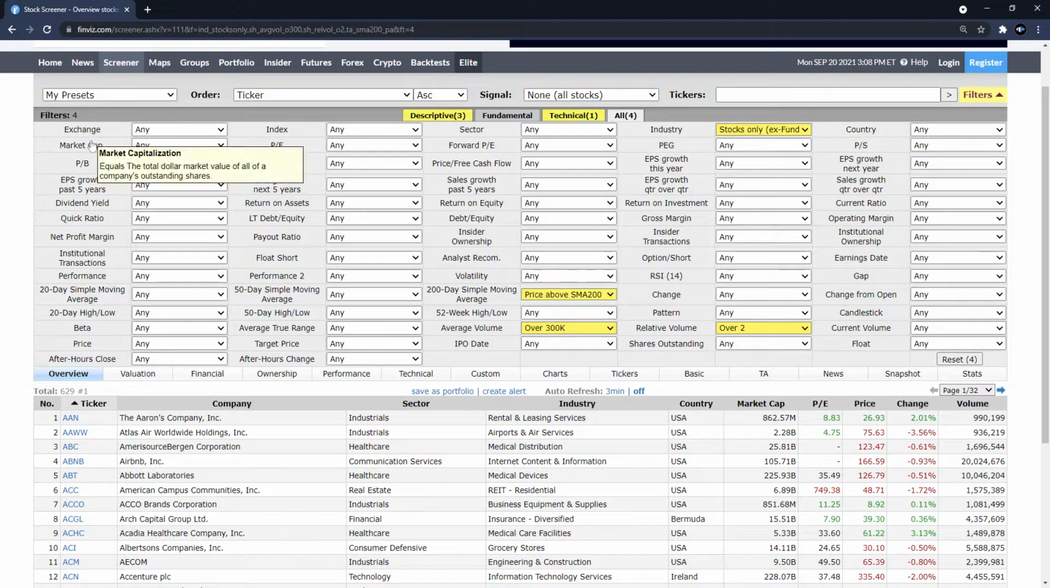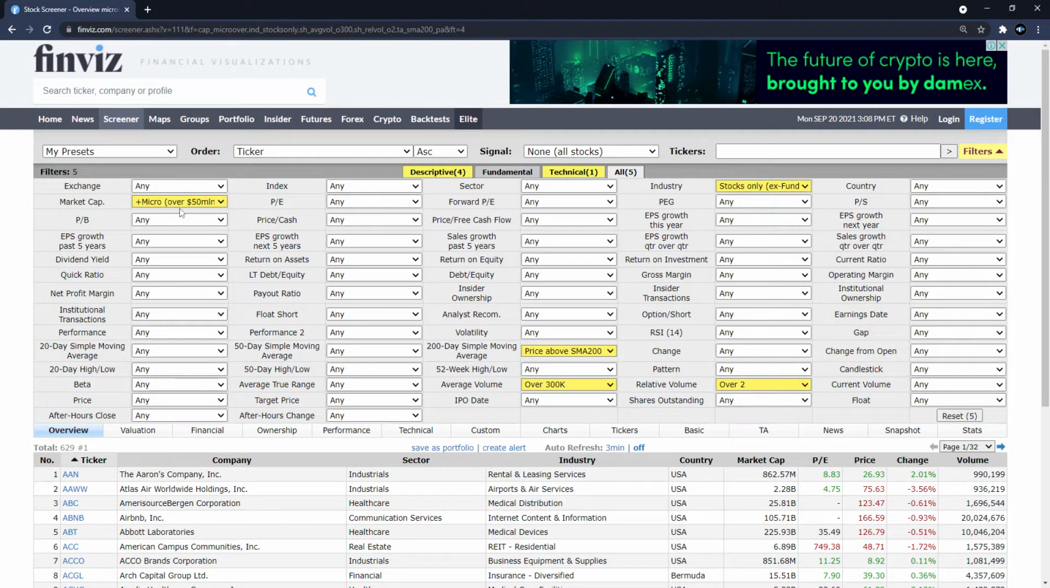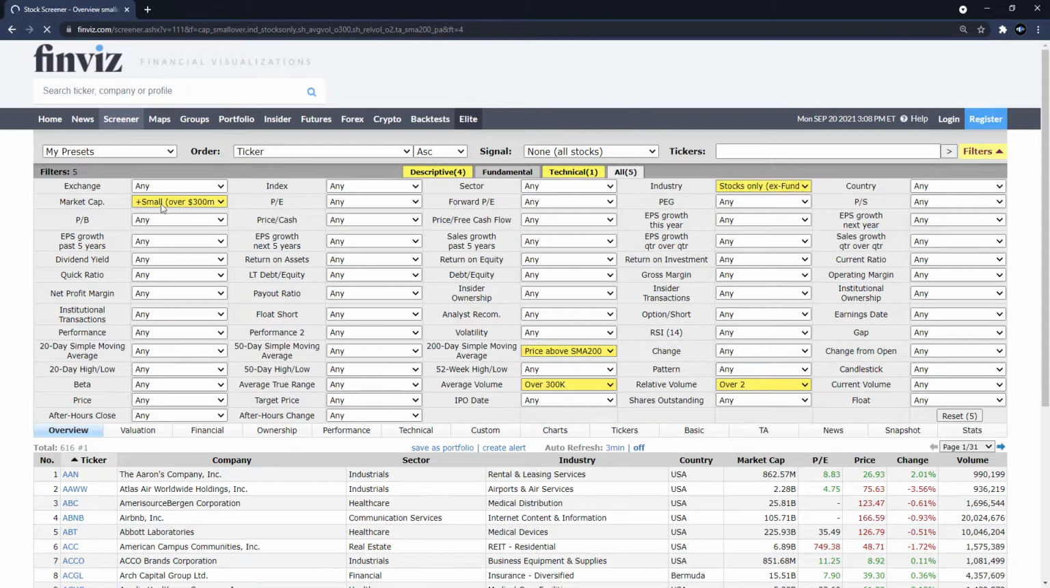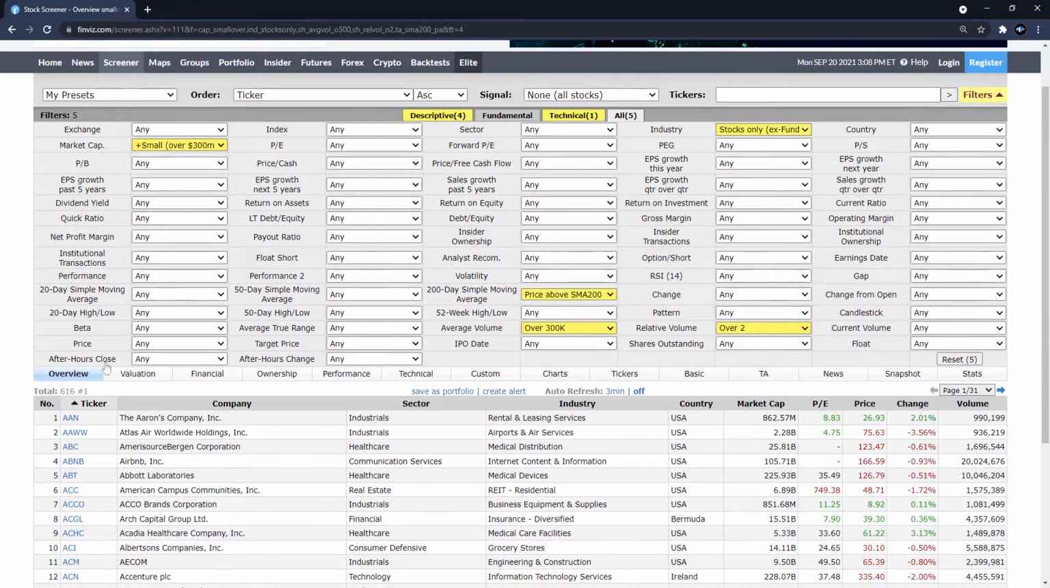The market capitalization equals the total dollar market value of all of a company's outstanding shares. For the market cap, we want it to be plus small. Sometimes I go with plus mid or plus large, but I always go with micro or over 50 million, or plus small, or just small, over a $300 million market cap. We're left with 616 stocks right now.